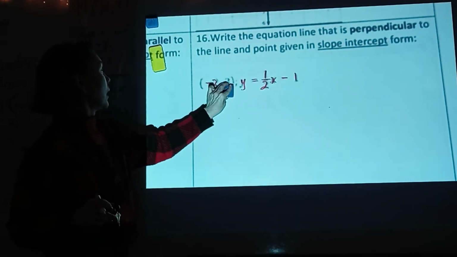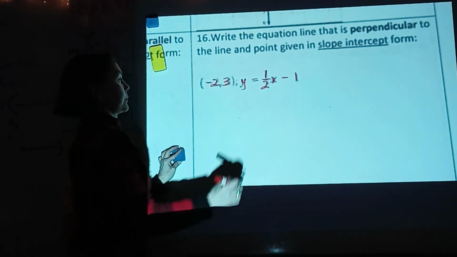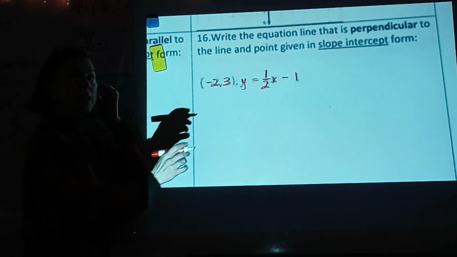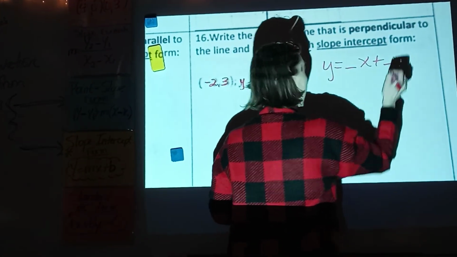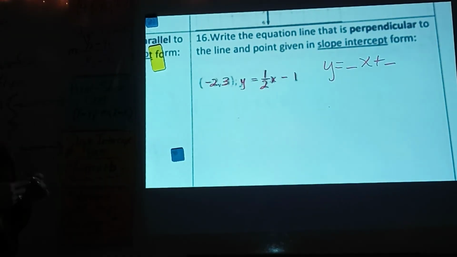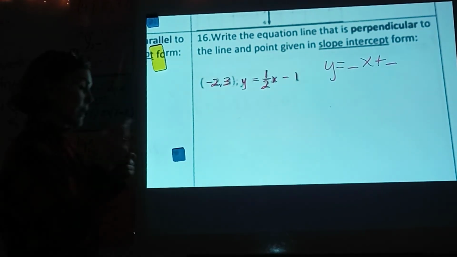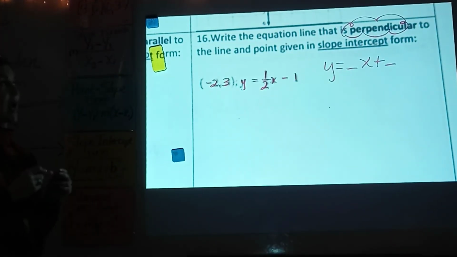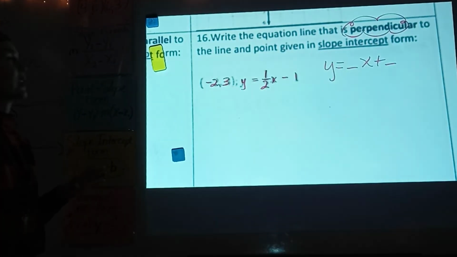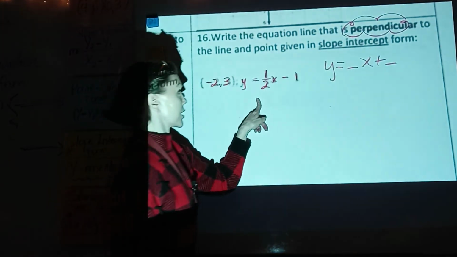All right, so let's do it. y equals blank x plus blank. Perpendicular, guys. Here we go. Circle it. Do it now. Perpendicular. We have to write the equation of a line that is perpendicular to this one.